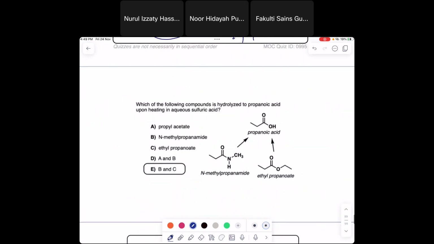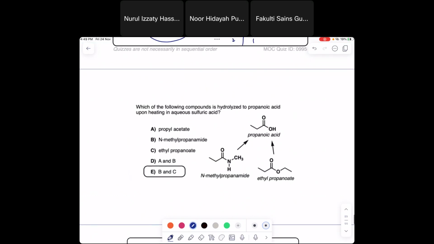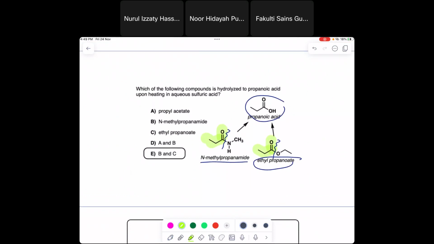So this is how we do it. So to get a propanoic acid hanya 2 saja, N-methyl propanamide. Kat sini you hydrolyze ethyl propanoate. So you get the same propanoic acid. Kat sini lah NH. Alright.